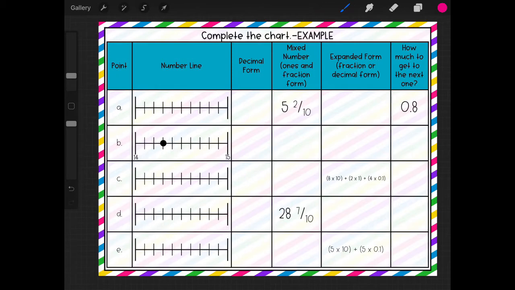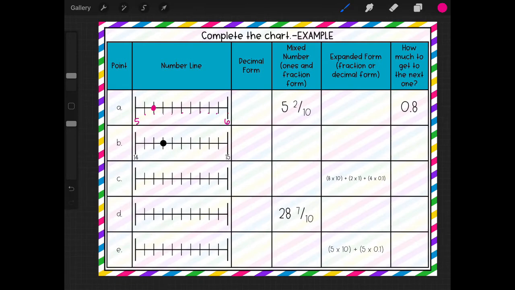So I know on my number line 5 and 2/10 would be somewhere between the numbers 5 and 6. So I'm going to label my number line with the numbers 5 and 6. Then I know that if I count each one of these lines, I'd get 1, 2, 3, 4, 5, 6, 7, 8, 9, 10 tenths. So I need to find 2/10. So I'm going to find 1, 2, and draw my little circle right there to show that I have found 5 and 2/10.